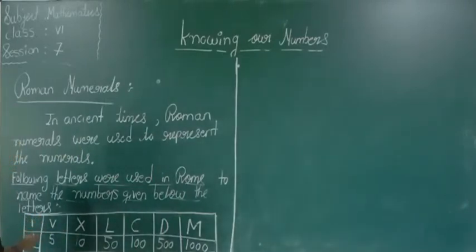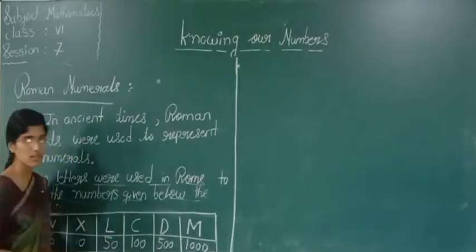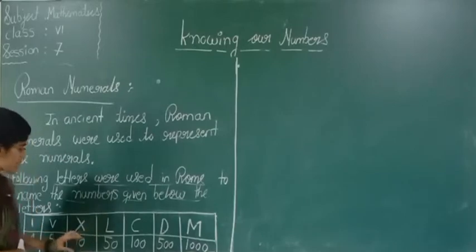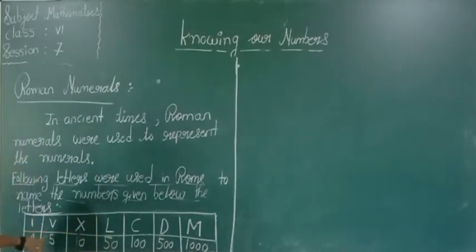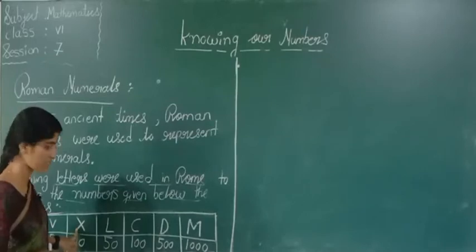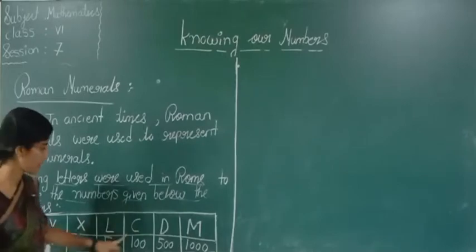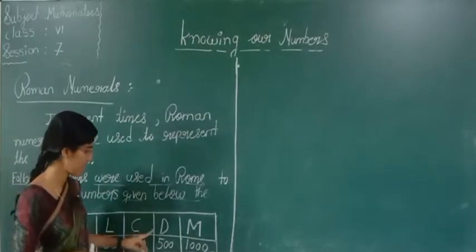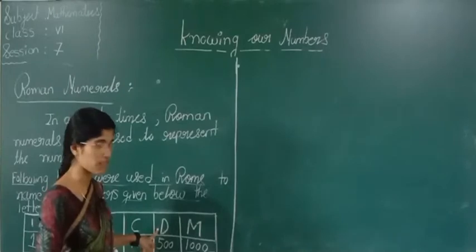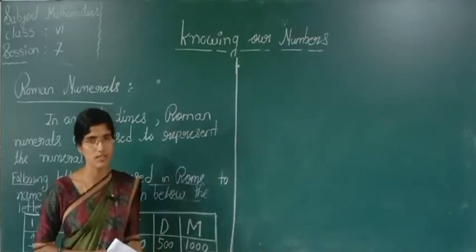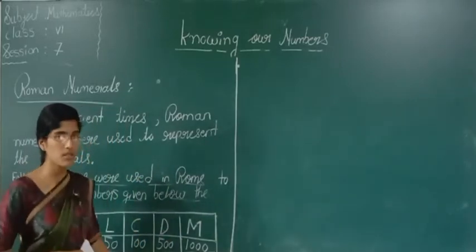These are the letters used in Rome, and these letters represent the numbers. I means 1, V means 5, X represents 10, L represents 50, C represents 100, D represents 500, and the letter M represents 1000. So these are the Roman numerals.